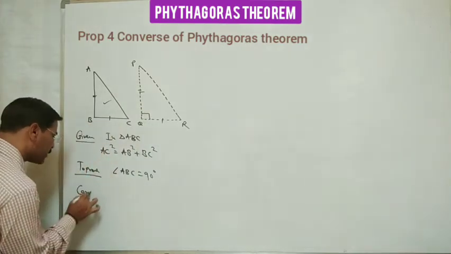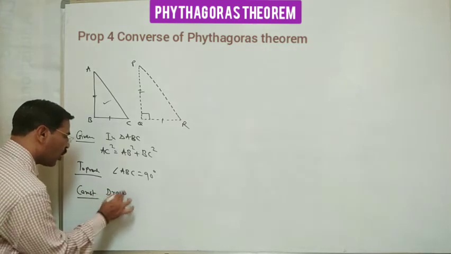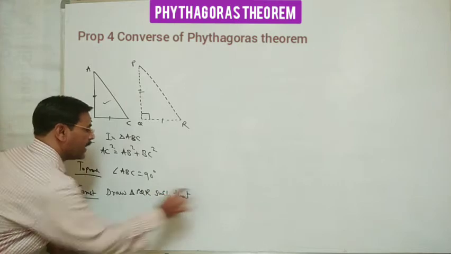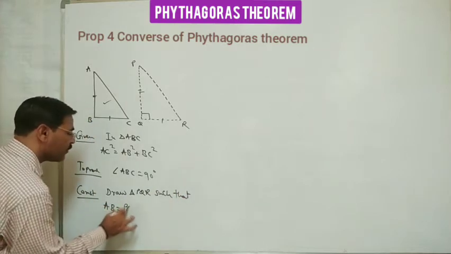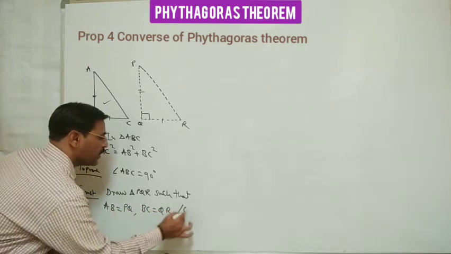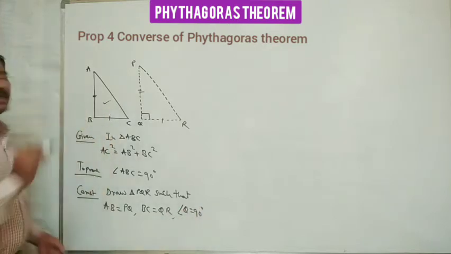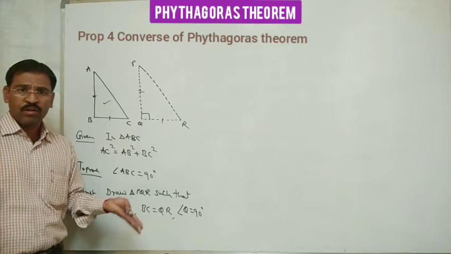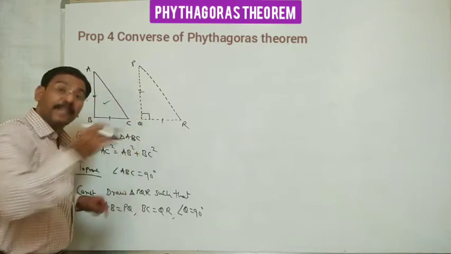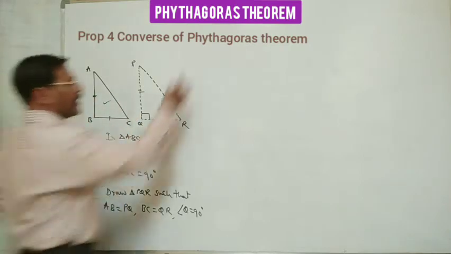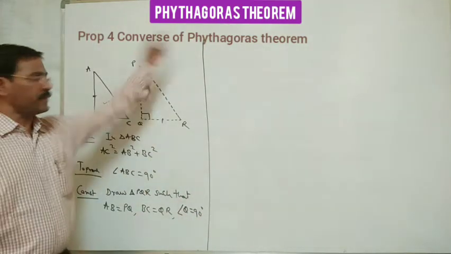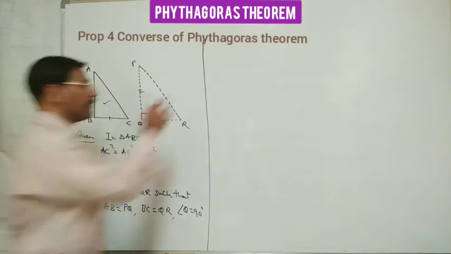So I'll write this construction here. Draw triangle PQR such that AB is equal to PQ, BC is equal to QR, angle Q equal to 90. This is the way we can draw it. Take AB with PQ, BC with QR. This angle, which is 90, is extra. Like this one. Now look here, I'll write the constructed part first.